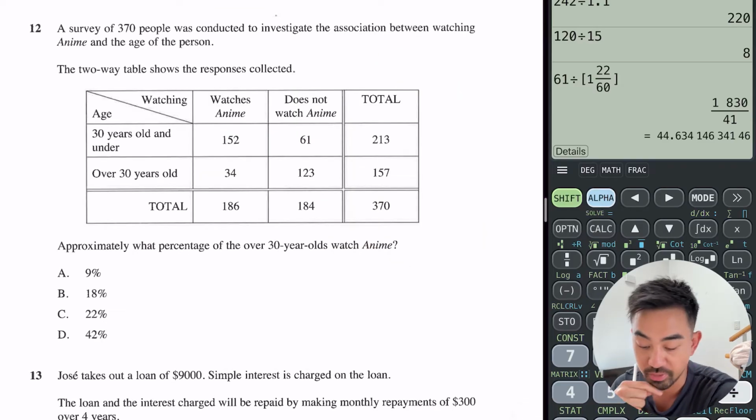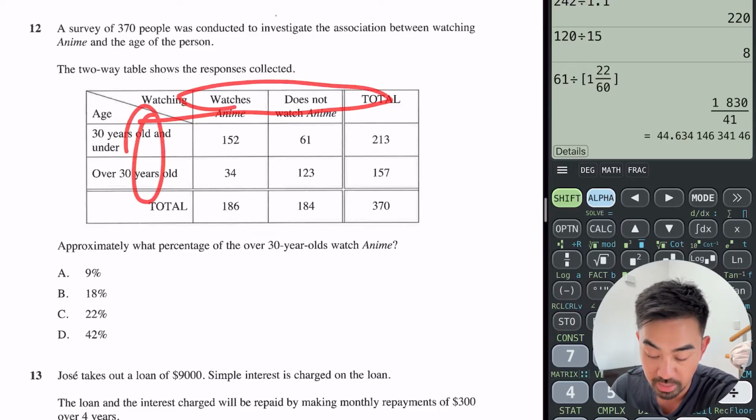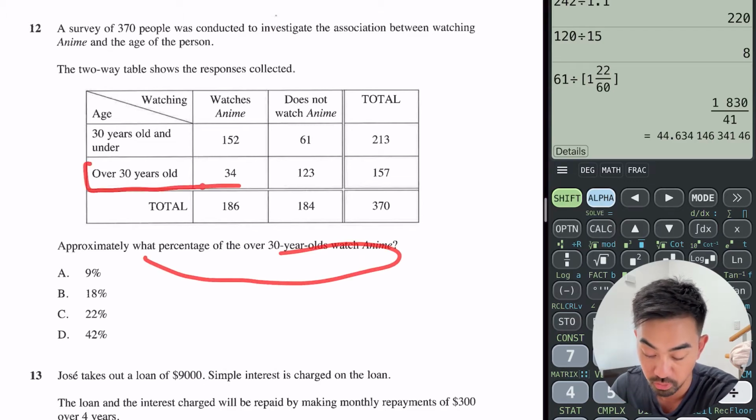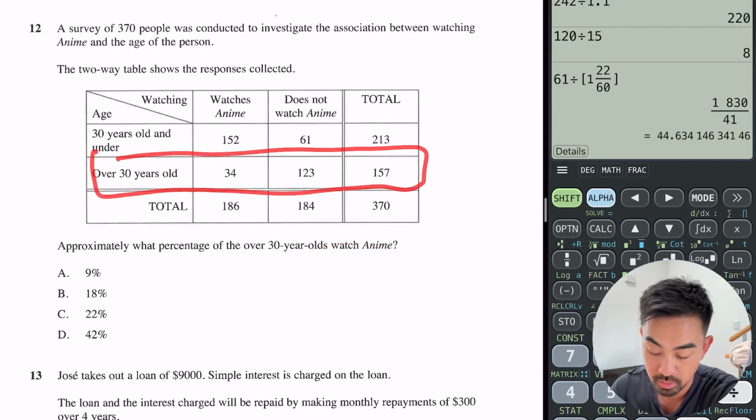Question 12. A survey of 370 people was conducted to investigate the association between watching anime and the age of a person. The two-way table shows the responses collected. Alright, so we've got watching and age. Approximately what percentage of the over 30s watch anime? Okay, so kind of tricky. What percentage of the over 30s? So I'm only looking for these ones. What percentage of these ones watch anime?